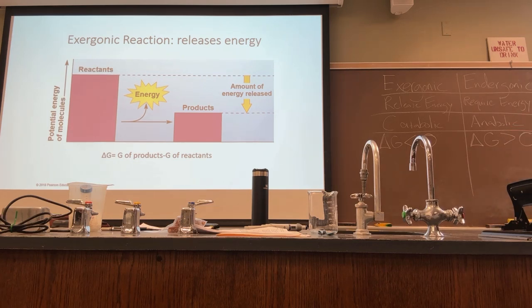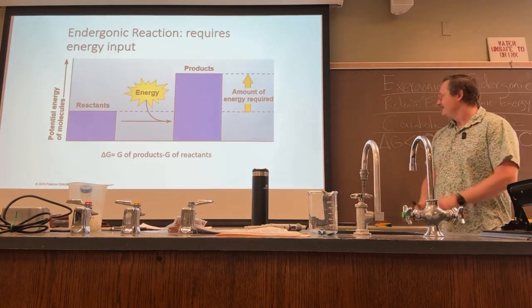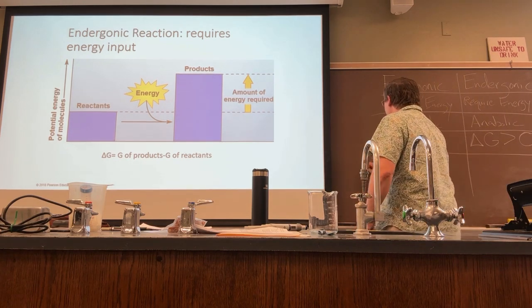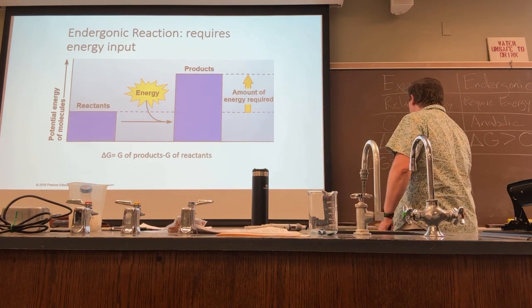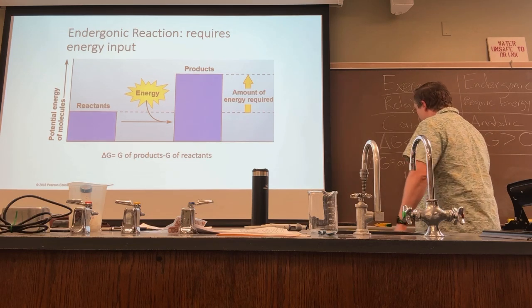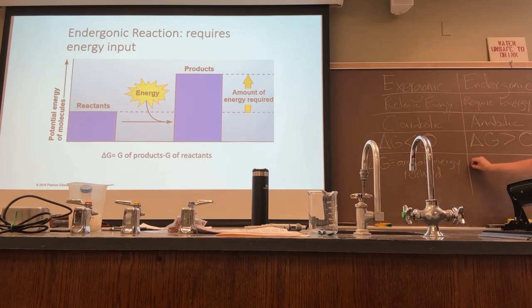Oh wait, yeah, I did it right. Sorry. In an endergonic reaction, the delta G value is greater than 0. It's a positive number. In an exergonic reaction, delta G equals the amount of energy released. Whereas in an endergonic reaction, the delta G equals the amount of energy required.